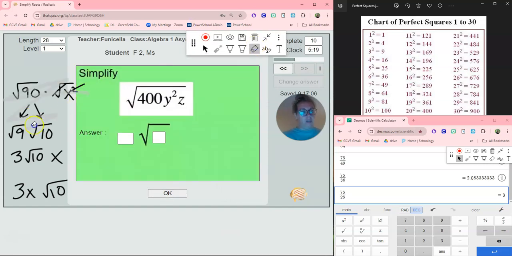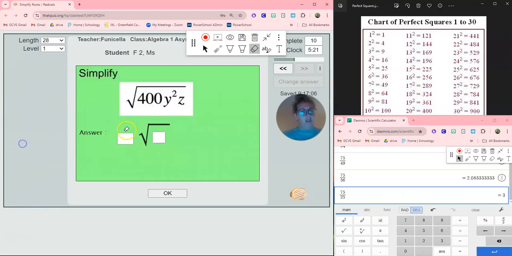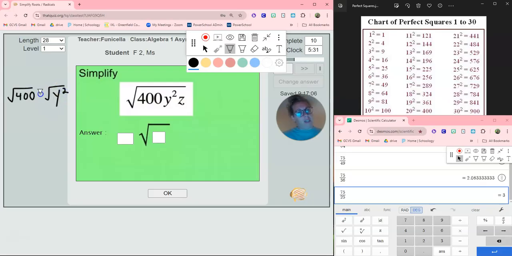Beautiful. 400y squared z. So essentially we have the square root of 400. We have the square root of y squared, and these are all being multiplied. And then we have the square root of z. 400 is a perfect square. Ooh, nice, perfect. It's 20. So this is just 20.